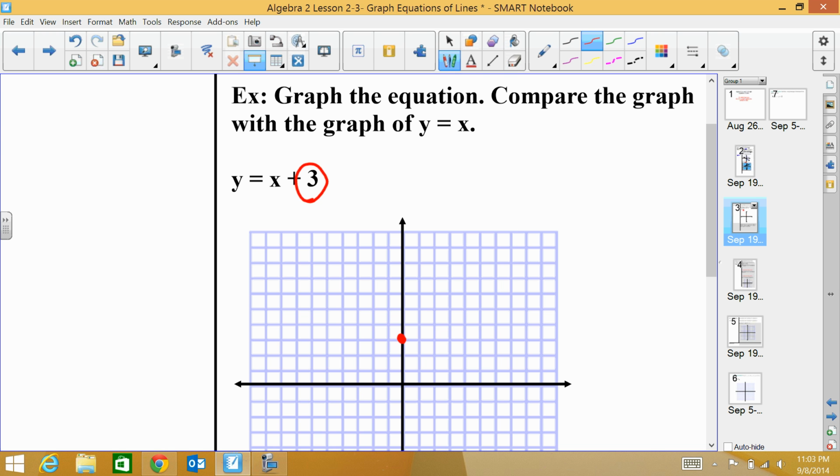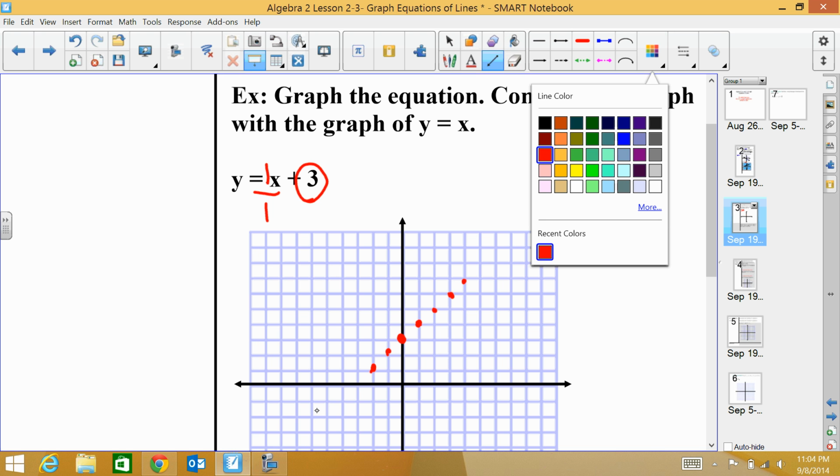Then if I look, there's not a number in front of my x, so my slope in this case is 1, but I like to make it into a fraction, so it's going to be 1 over 1. So from that point, I'm going to go up 1, right 1. You can do this as many times as you want. And I'm going to draw a line through those points. I'm going to make this one red so we can see it.